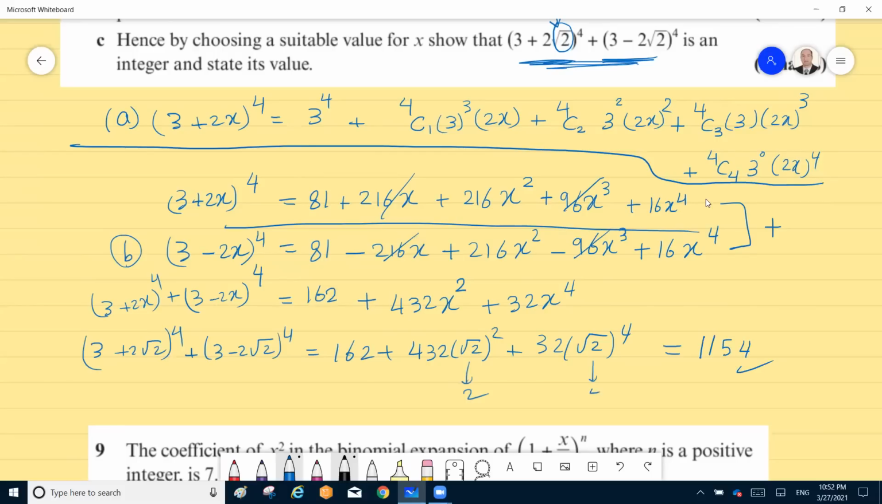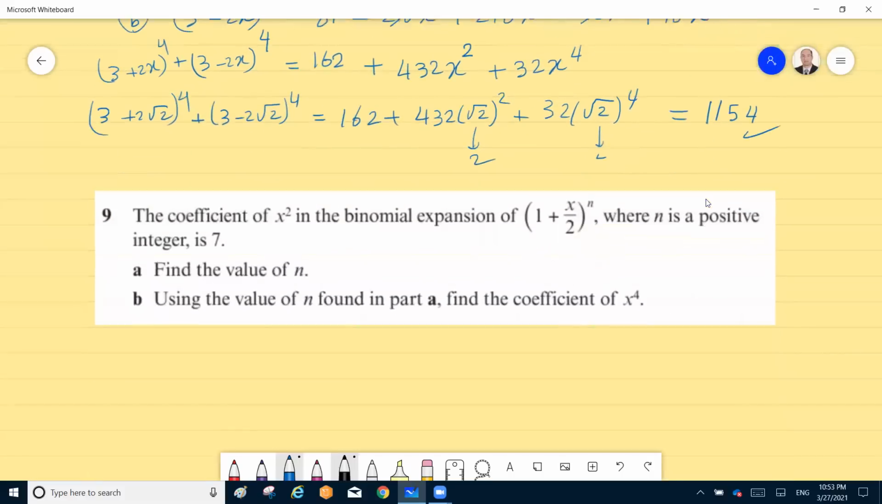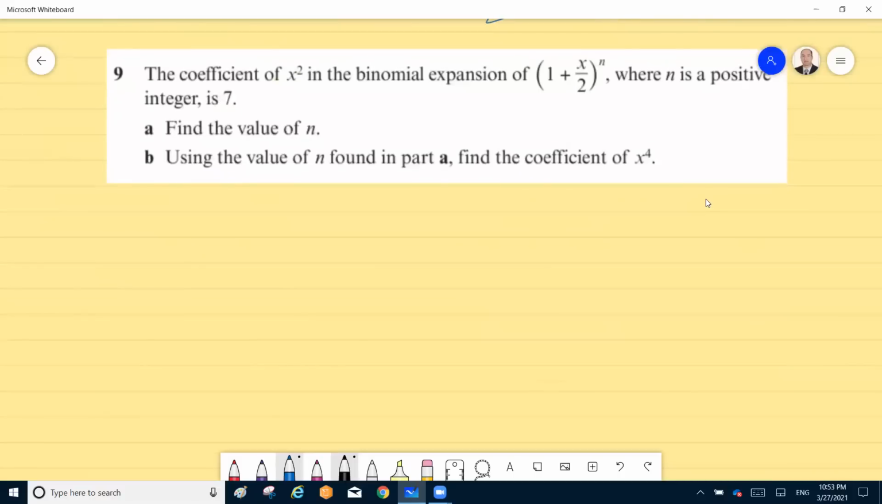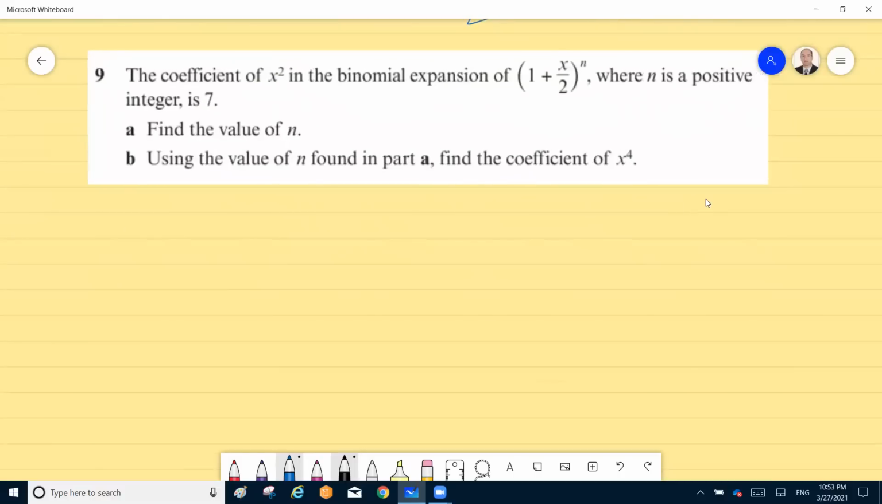Go to the next question, number 9, and this is only the solution, as I told you, the first part of chapter review number 4, only the first 10 questions. The coefficient of x squared in the binomial expansion of (1 plus x over 2) to the power of n, where n is a positive integer, is 7. Find the value of n. The coefficient of x squared.